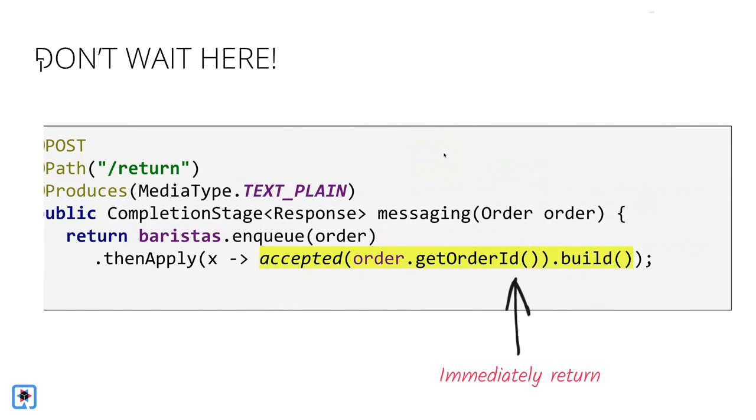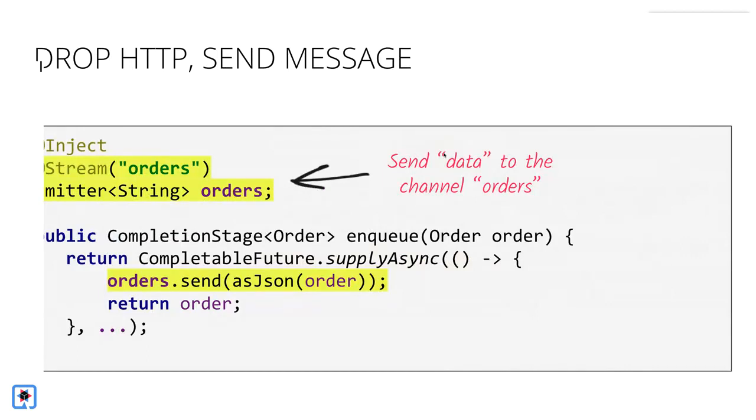The first thing we will do is to return to the user the order ID, like the receipt. So if we call this endpoint, the check service endpoint, and we pass an order, immediately the counter is going to enqueue this order to the baristas and immediately give a computed order ID. So we return immediately. The second part is about sending messages, because so far I didn't send messages.